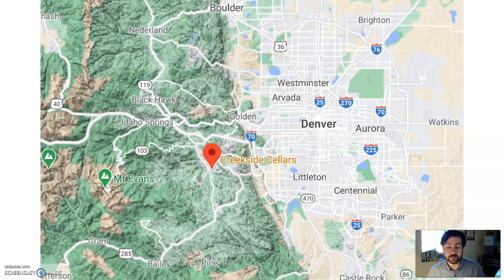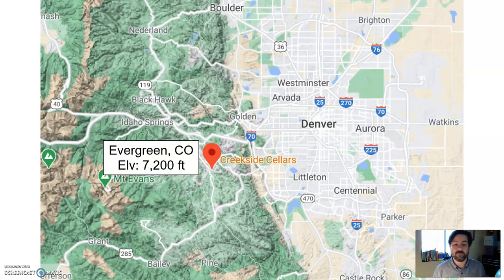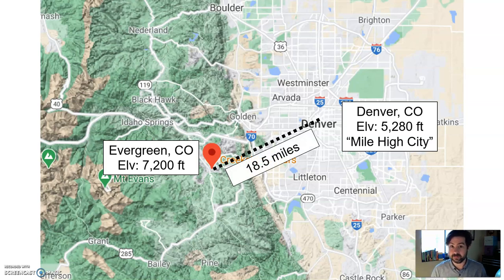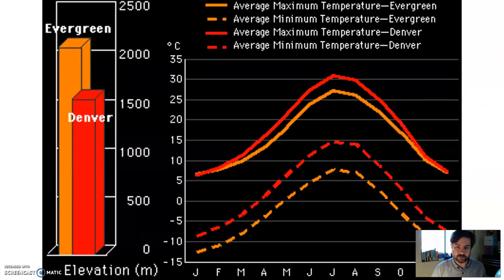So here's an example. Here's Denver, Colorado, and where that red marker is, a town called Evergreen, Colorado. Evergreen, Colorado has an elevation of 7,200 feet. Denver has an elevation of 5,280 feet. That's why it's called the Mile High City. That's how many feet are in a mile. These two towns are only 18.5 miles apart. That's like from Avondale to Phoenix. It's not that far. But yet, Evergreen has almost 2,000 feet more elevation than Denver. So how does that affect temperatures?